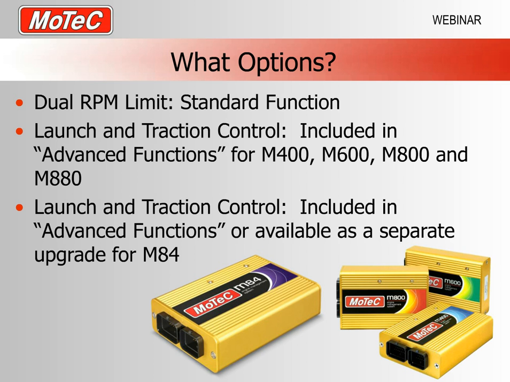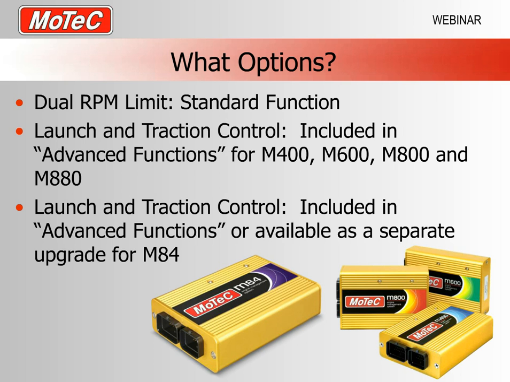What are the options? Well, dual RPM limit is a standard function on all of our ECUs, so no matter what level of upgrade you have, you always will have dual RPM limit. So if you're at the track and you've got your clutch switch, you at least have some function that you can use and have a bit of a play with. The launch and traction control comes as one full function, so you can't buy launch and traction control separately. You buy both of them or neither of them.